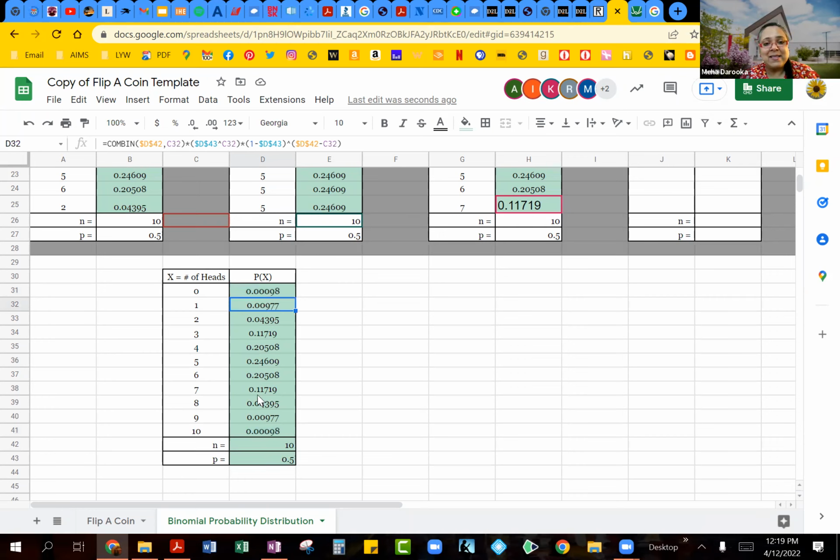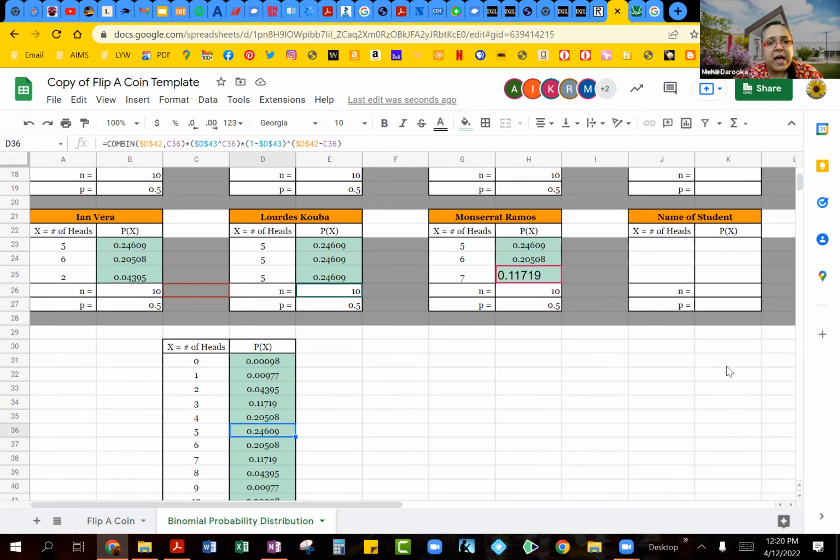If you look at 9 and 1, 9 and 1 also have the same probability, because when you have 9 heads, you have 1 tail, and when you have 1 head, it means you have 9 tails. So again, 9 tails and 9 heads would have the same probability. You will see that is going to be true as you keep moving down this table. So 2 and 8 have the same probability, 3 and 7 have the same probability, 4 and 6 have the same probability, and then 5, of course, is the centermost one.